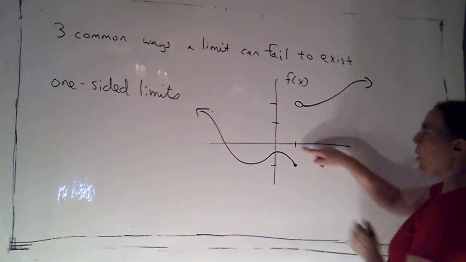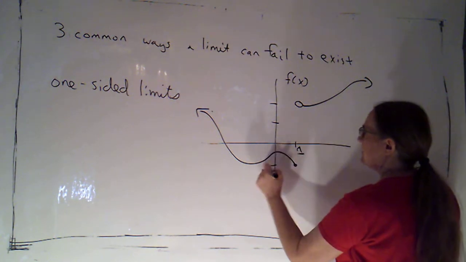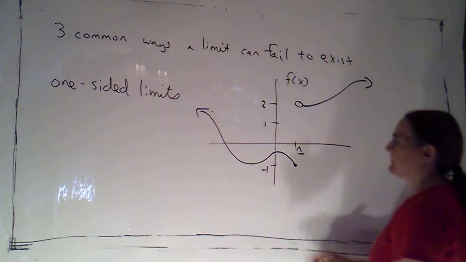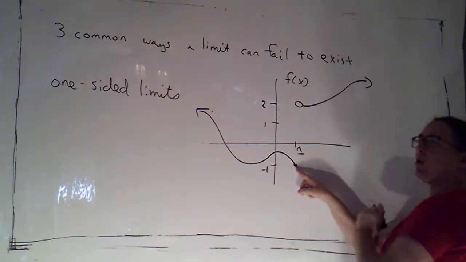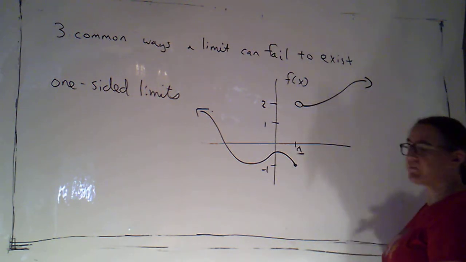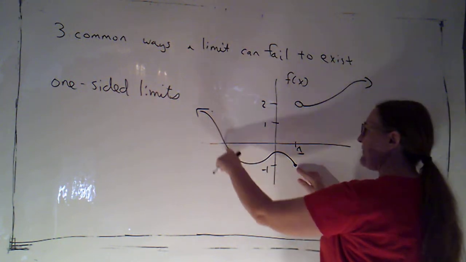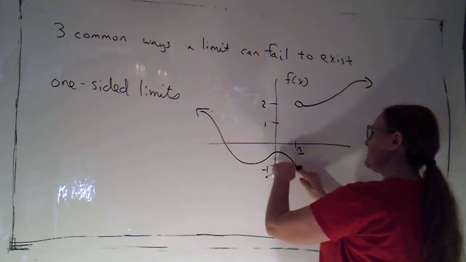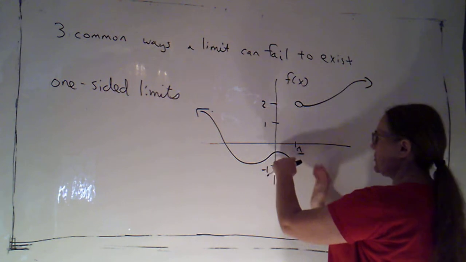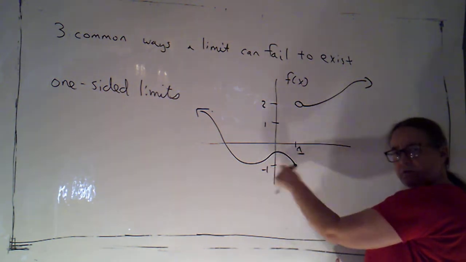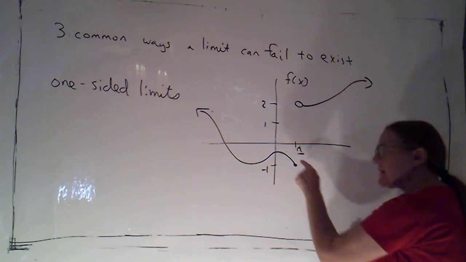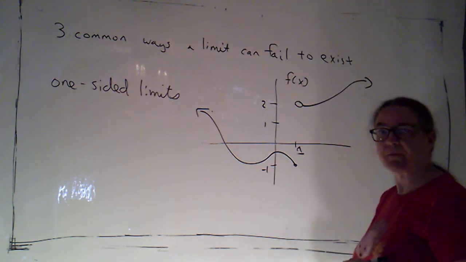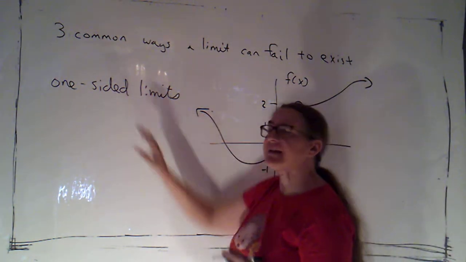So that at 1, we jump. And we jump from this point down here at a height of -1 to a hole up here at a height of 2. Well, certainly I can say if I come in from the left, as x gets closer and closer to 1, my y values seem to be getting closer to -1. I'm expecting there to be a point there. So that's going to be a one-sided limit.